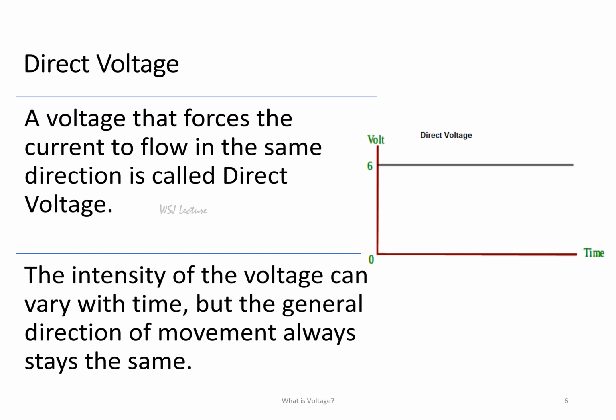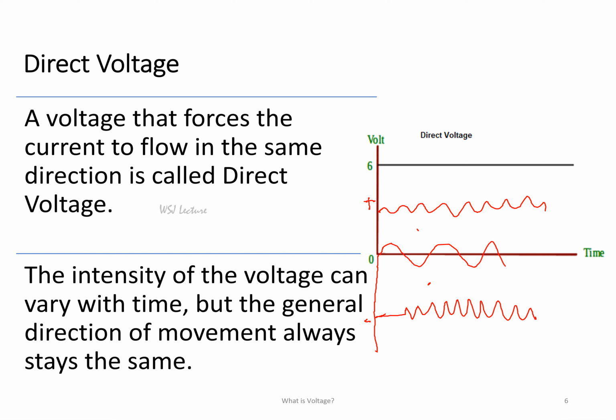In direct voltage, the voltage will either stay in the positive quadrant or stay in the negative quadrant, but it will never fluctuate between positive and negative quadrant. The intensity of the voltage can vary either in the positive quadrant or in the negative quadrant, but it will never fluctuate between the positive and the negative quadrant.